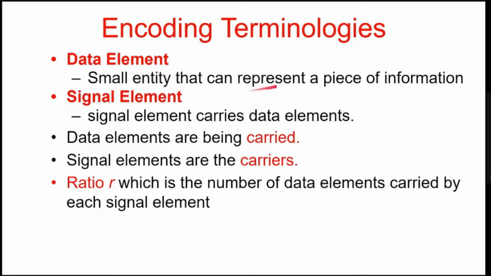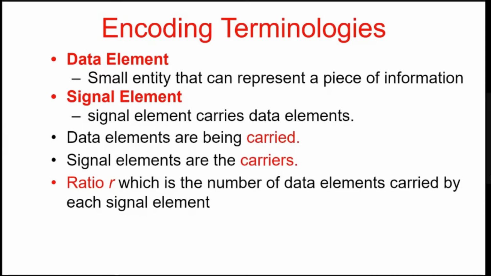So the data element is the small entity that can represent a piece of information, as already told. 1 means on, 0 means off. Some piece of the information held in the digital form is the data element. And the signal element means the corresponding signal element that carries the data elements. Of course, because the corresponding data is converted into signal. So the signal also carries the data element. That is also a piece of the information, right?